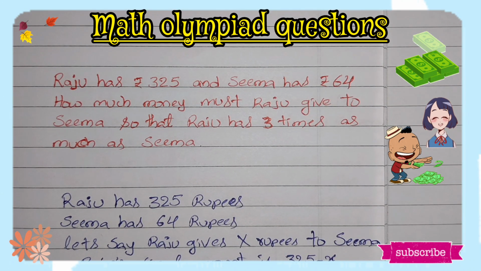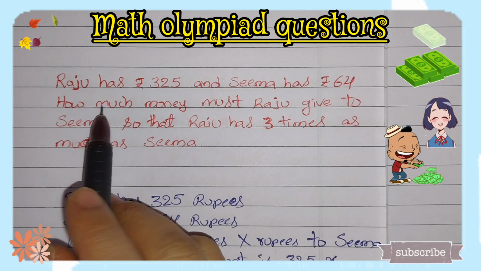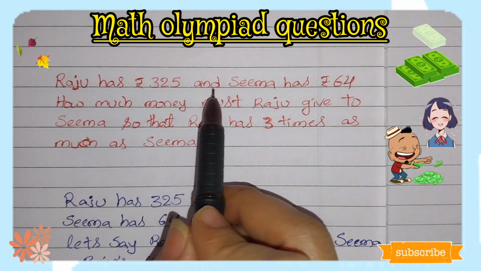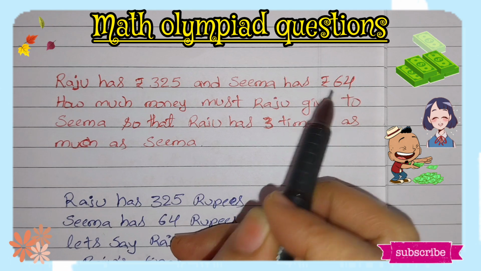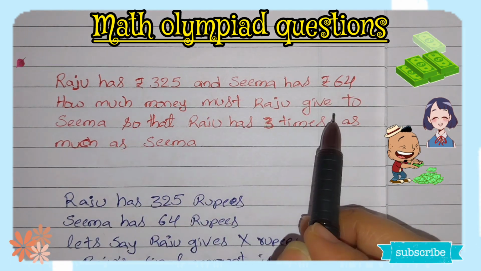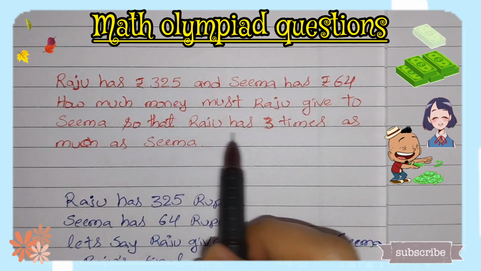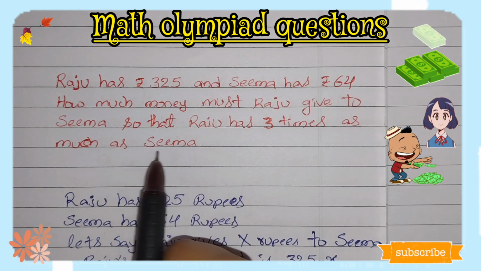Today's video is Math Olympiad questions. Let's start. The first question is Raju has 325 rupees, Seema has 64 rupees. How much money must Raju give to Seema so that Raju has 3 times as much as Seema?